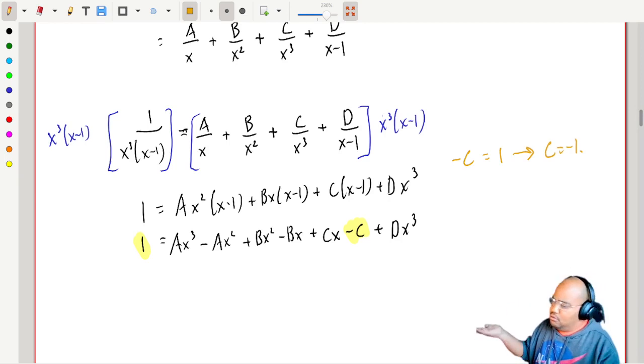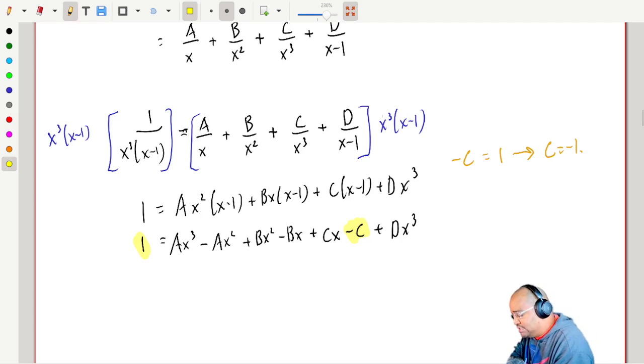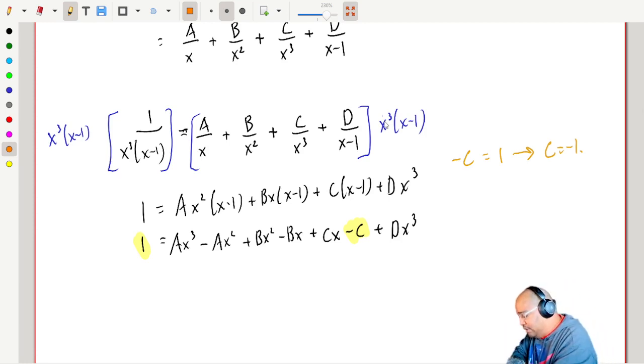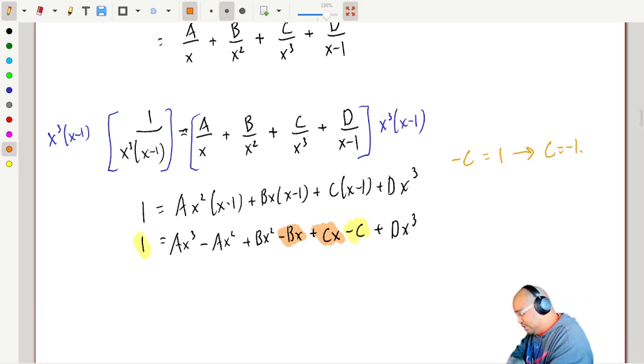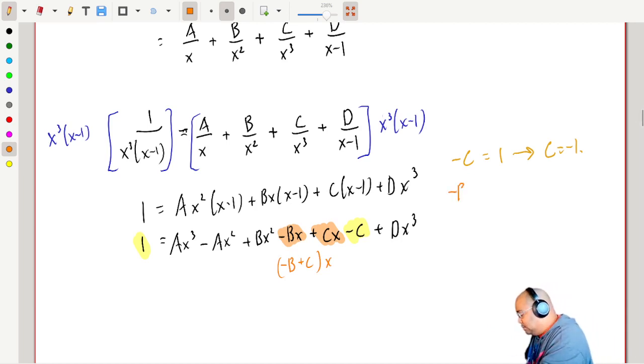So, now what? Let's look at the next equation we need to set up. On the left, I don't have any x terms. But on the right, what are the x terms? I have a negative bx and a plus cx. If I extract the coefficients, negative b plus c, times x. I have no x terms on the left-hand side, so negative b plus c should be equal to 0.